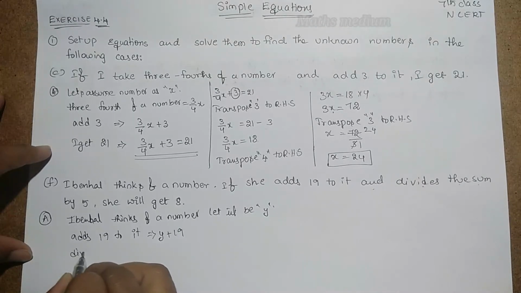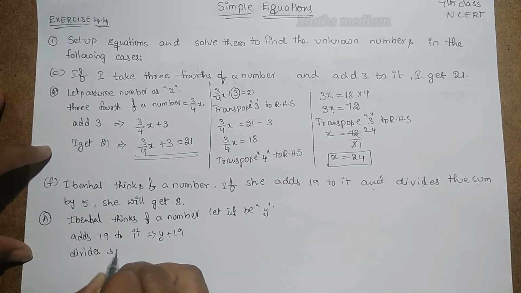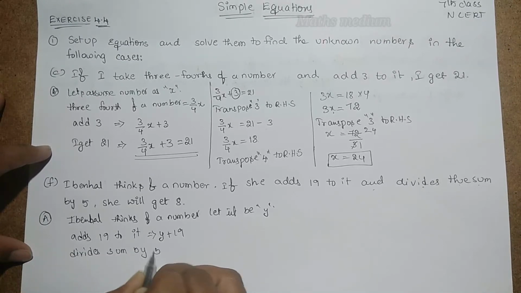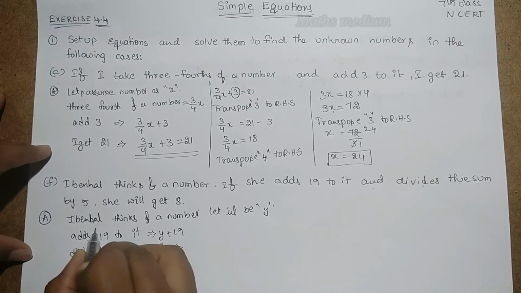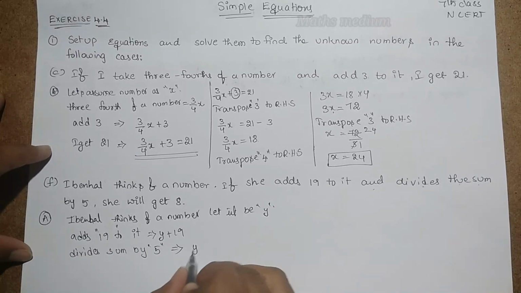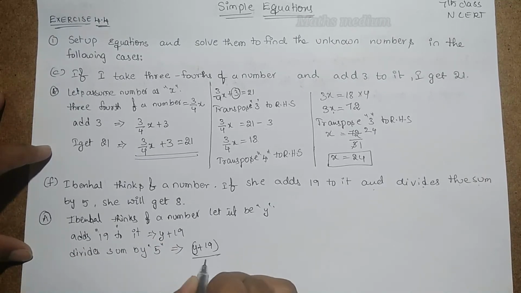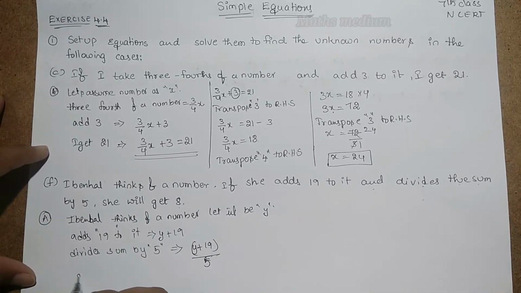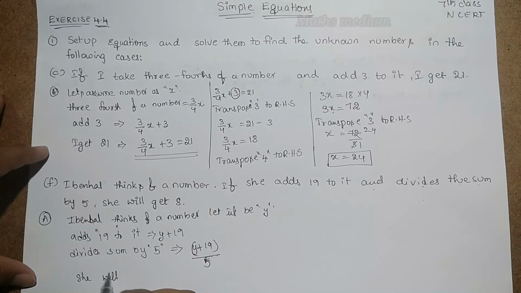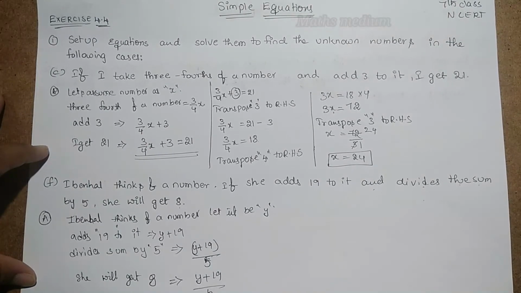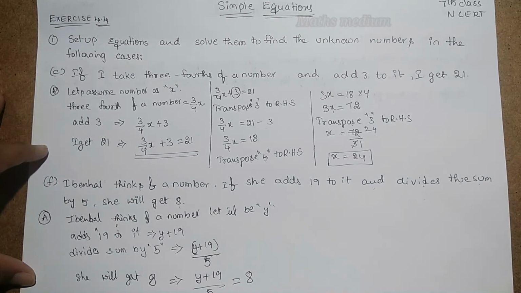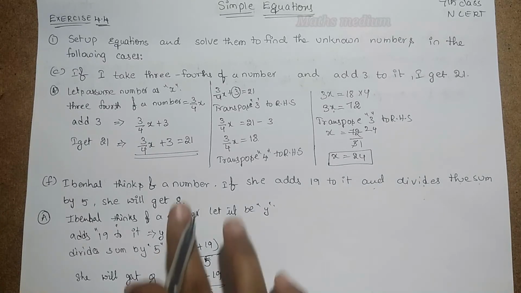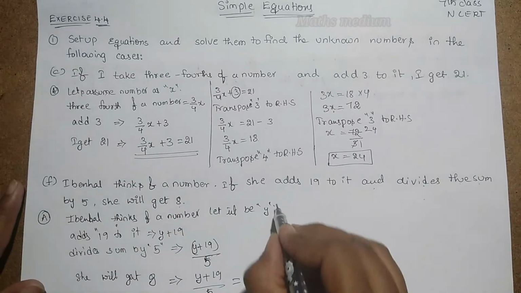She divides the sum by 5. So it means y plus 19 by 5. Now she will get 8. So that implies y plus 19 by 5 is equal to 8. This is the equation from the given statement. Now we have to solve this equation.